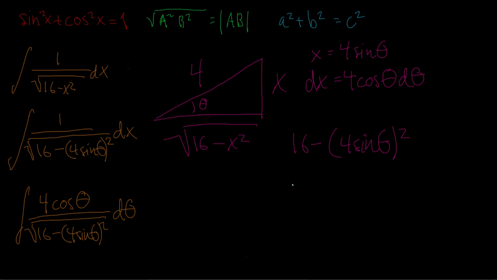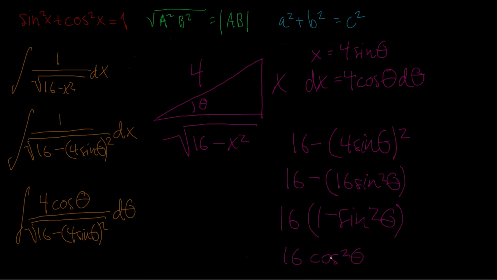So first we're going to square this expression right here. We're going to find that that's equal to 16 minus 16 sine squared theta. And then we're going to draw a 16 out: 16 times 1 minus sine squared theta. If you want to check for yourself, if we distribute that 16, we get 16 minus 16 times sine squared theta. And we know, according to the trigonometric Pythagorean identity, that 1 minus sine squared theta is just cosine squared theta. So we're going to get 16 cosine squared theta as our new expression underneath the radical.